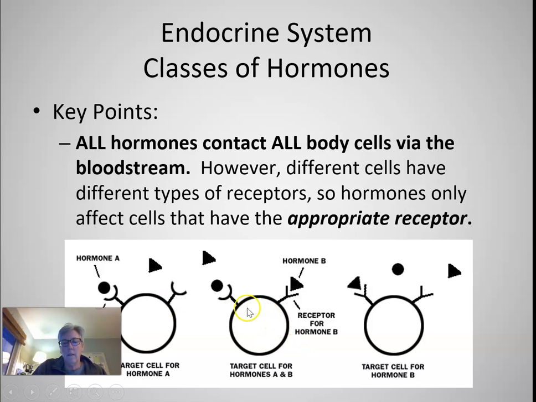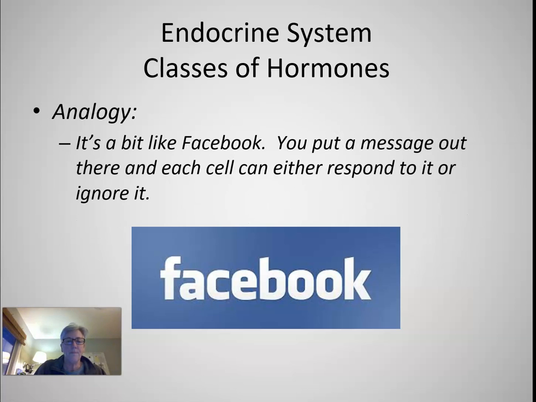On the other hand, this cell here has a receptor for A and hormone B, the triangle. So this cell would be affected by both hormones. And this cell only has a receptor for hormone B, so hormone A isn't going to do anything to it. So this is a really key idea. The hormones are hitting all the body cells, but unless those cells have the correct receptor, they are not going to be able to do anything.